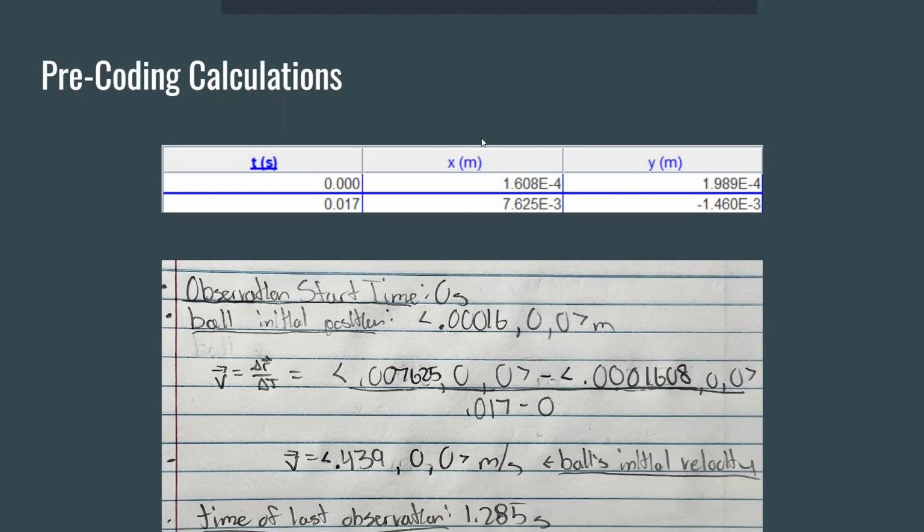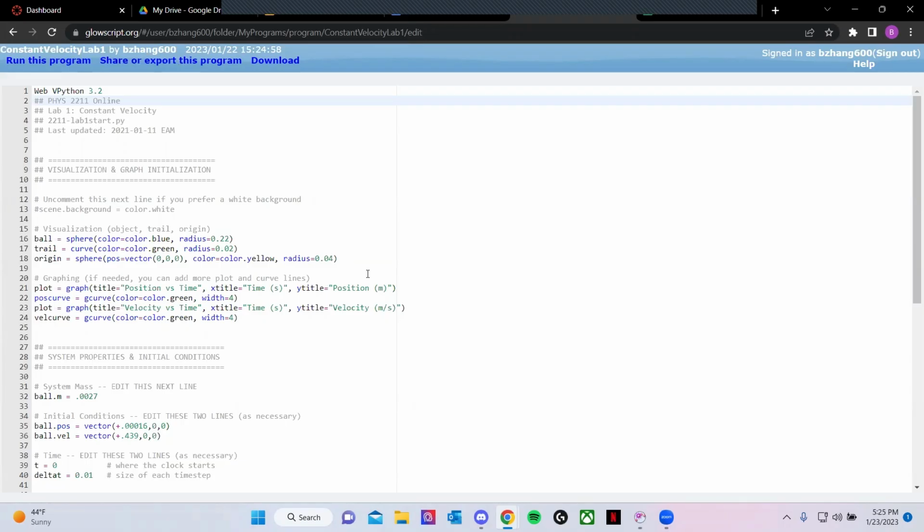Keep in mind that this data was gathered from the Tracker software program. Here we can see the observed start time at 0 seconds and the ball's initial position in the x direction. Using this point, along with the next consecutive point, we can calculate the ball's initial velocity as the average between these 2 points. Even though this is an average velocity, given that the time interval is very small, this would do well enough for the initial velocity of our ball, and this calculation can be shown here. Finally, we can take the time elapsed of the observation, which happens to be 1.285 seconds. Now that we know this information, we can code the predicted position of our ball.